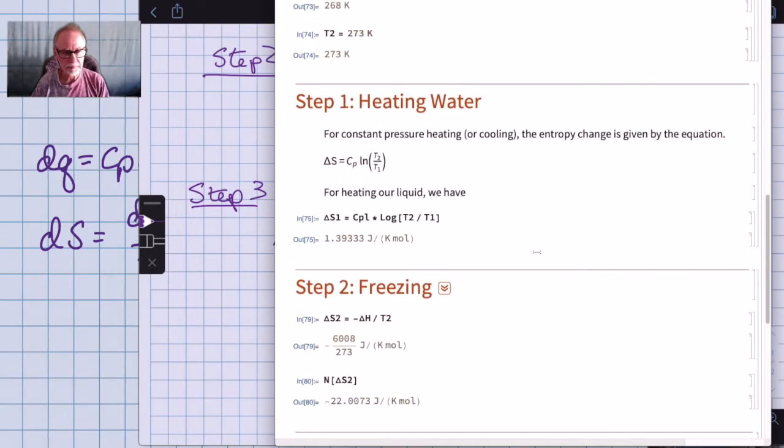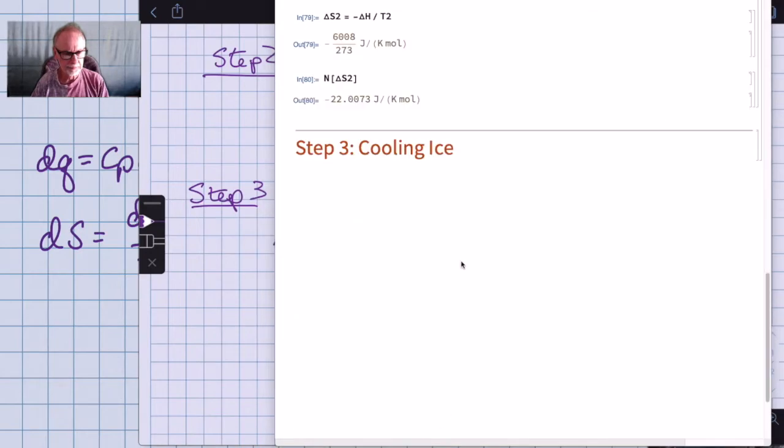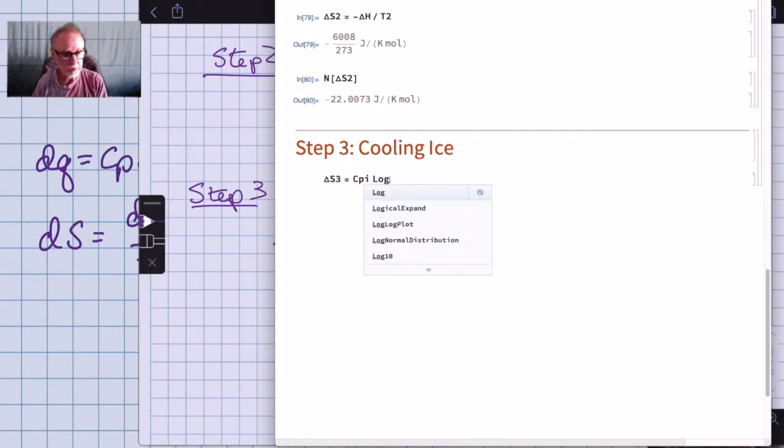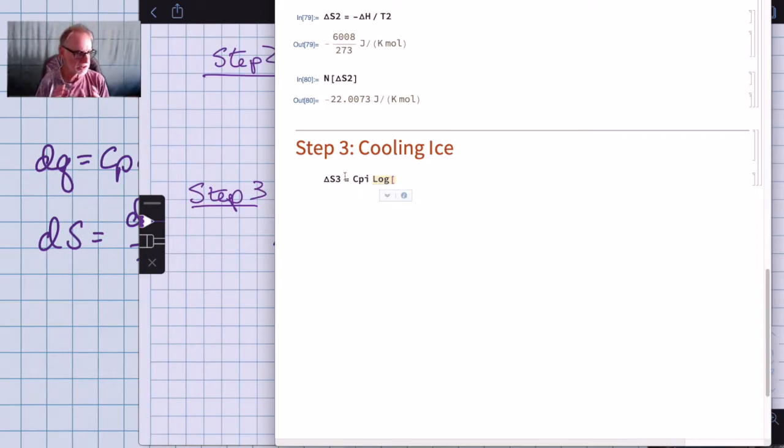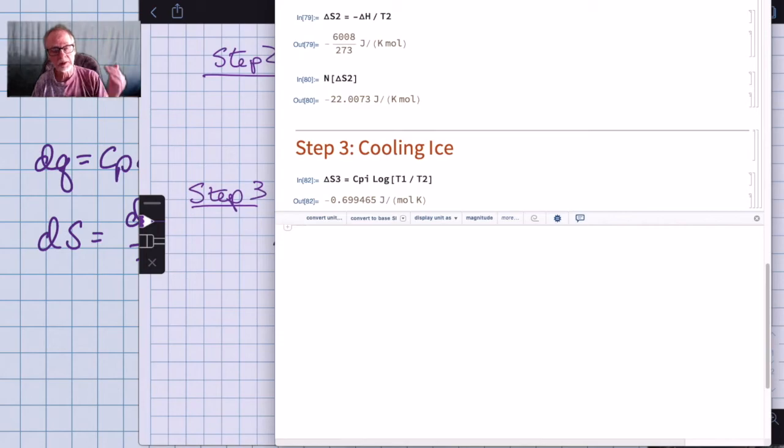And I'm going to scroll down here to the next step. So here, in the next step, we're cooling the ice. Again, we're going to do the same thing: escape, shift D, escape for delta S3 for the third step. That's equal to the heat capacity of ice times the log. You can do an asterisk here if it's times, but when Wolfram sees a space, it assumes there's a multiplication involved, so you don't necessarily have to. Sometimes it's better to put the asterisk because it's easier to follow, but in this case I'm just doing the space. Now it's T1, 268, divided by T2, which is 273. Close bracket, shift enter. There's my negative value of entropy, which, because I am cooling, I expect the entropy to decrease in the cooling process.